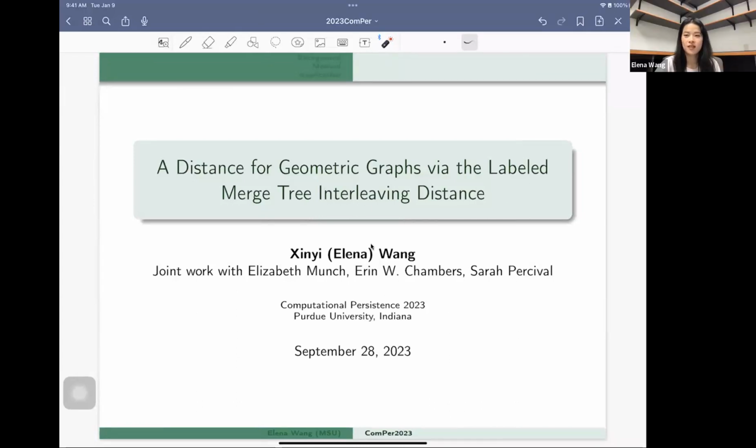Thank you for the introduction, and thanks everyone for being here, and thanks to the organizers for giving me the opportunity to talk today. So today I'm going to talk about a distance for geometric graphs using the labeled merge tree interleaving distance. This is joint work with Liz Munch and Chambers, who I believe are in person with you, and Sarah Percival.